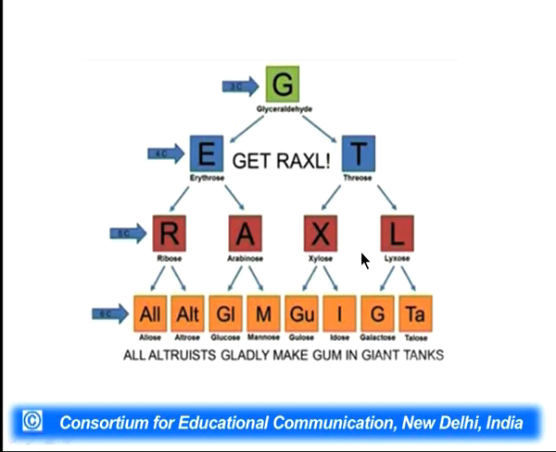So first of all, let me tell you how you will remember the names of these compounds. Please remember, I consider this as a pyramid. To remember the names at the top of the pyramid, that is the triose, tetrose and pentoses, you have to remember the sentence "get rexyl". Now what does getrexyl mean? G stands for glyceraldehyde, E for erythrose, T for threose, R for ribose, A for arabinose, X for xylose and L for lyxose. So you just have to remember getrexyl and you would know your series.